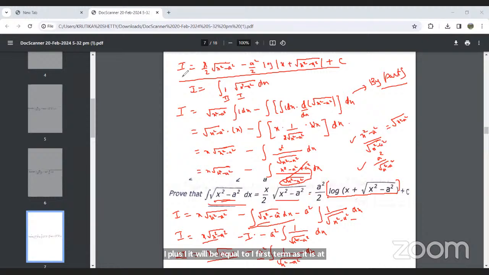Next I am shifting I 2 to the LHS. So the first term will get divided by 2, the second term will also get divided by 2, and then finally we need to write the value for 1 upon root of x square minus a square, which is equal to log of x plus root of x square minus a square plus c. Okay, so this is the required proof.